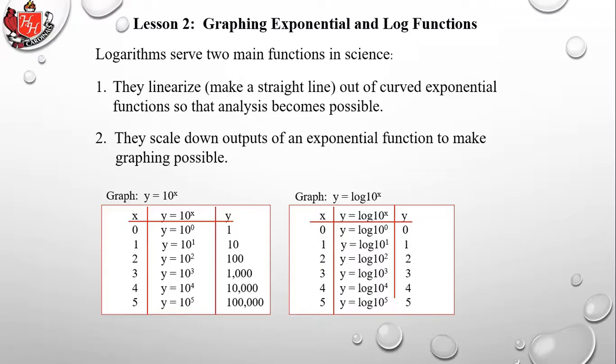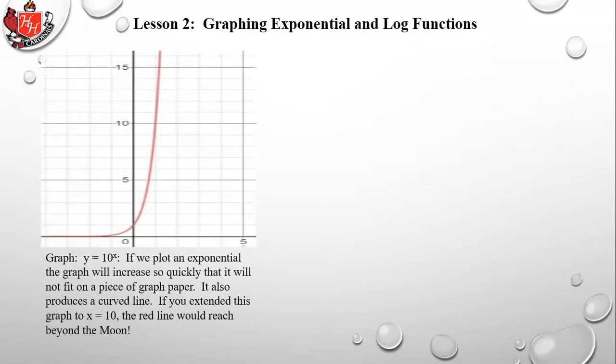Let's actually look at the graph of these two. So there's a graph right there. So graph y equals 10 to the x. If we plot an exponential, rather, the graph will increase so quickly that it will not fit on a piece of paper. It also produces a curved line.